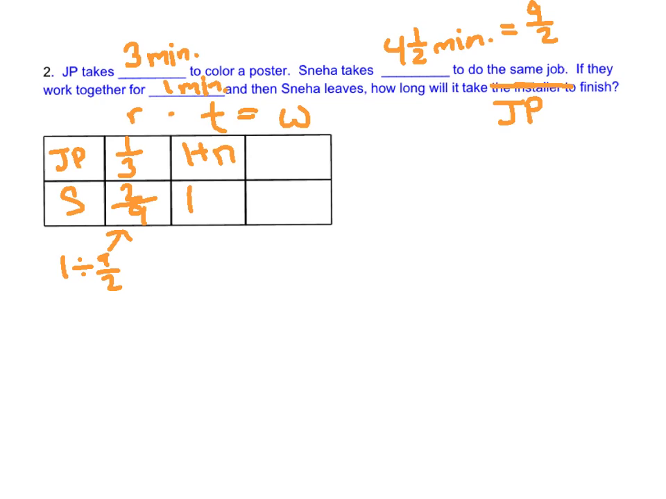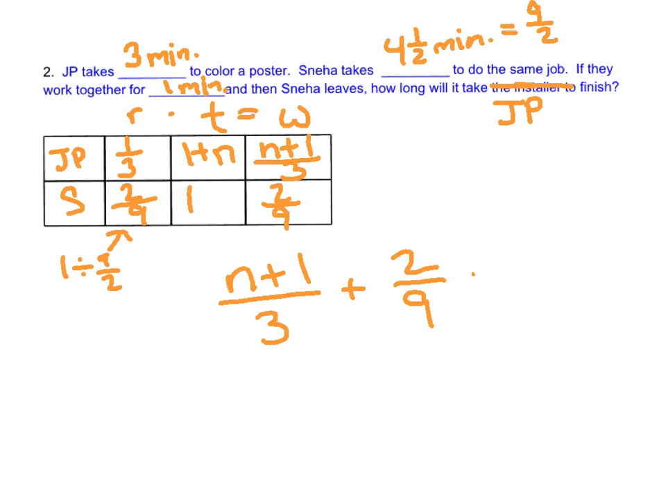So when you write your work done, 1/3 times 1 plus N, you'll have N plus 1 over 3. And on the bottom, you'll just have 2 ninths. So when you solve for this, you're going to take the sum of their fractional parts and make it equal to 1. So JP's work plus Sneha's work to get the job done must equal 1.